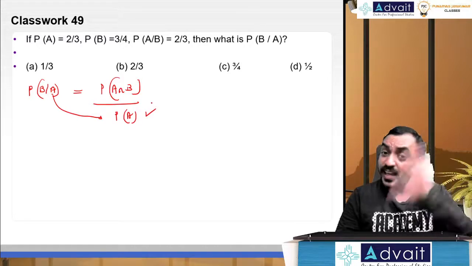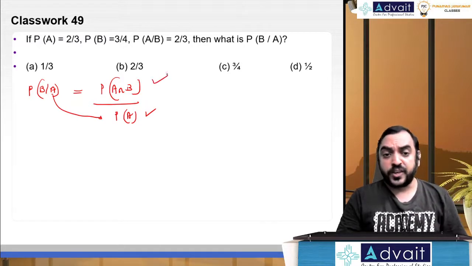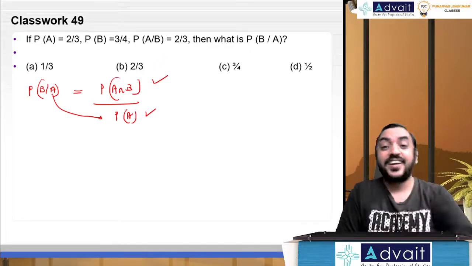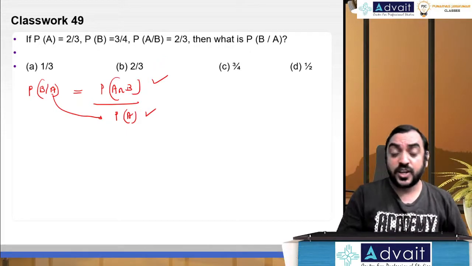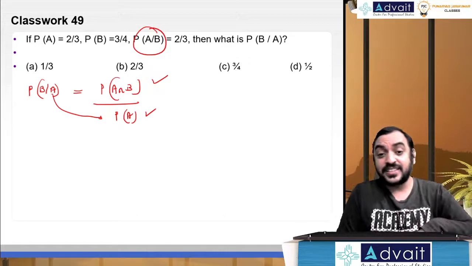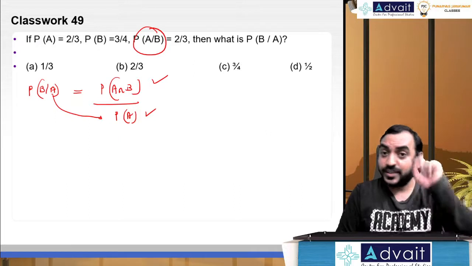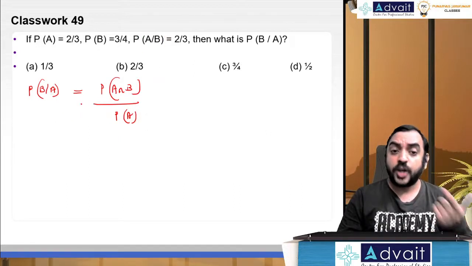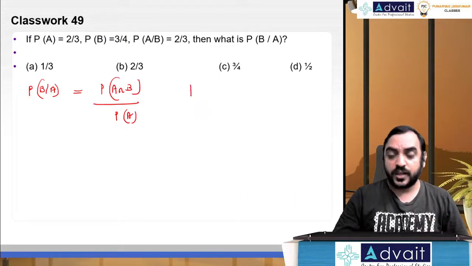Now probability of A is available in the problem. Probability of A intersection B is not given in the problem. Sir, can I multiply? No, they are not independent events. They have given A given B. So probability of A after B has occurred, the answer will change. They are dependent events, so we should calculate. How do I calculate? I'll make use of the other formula.